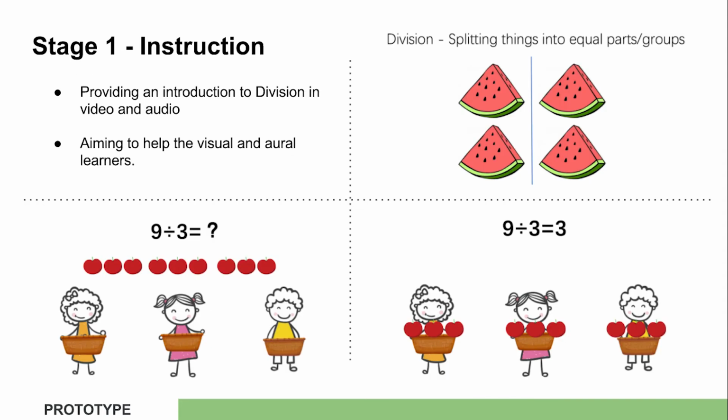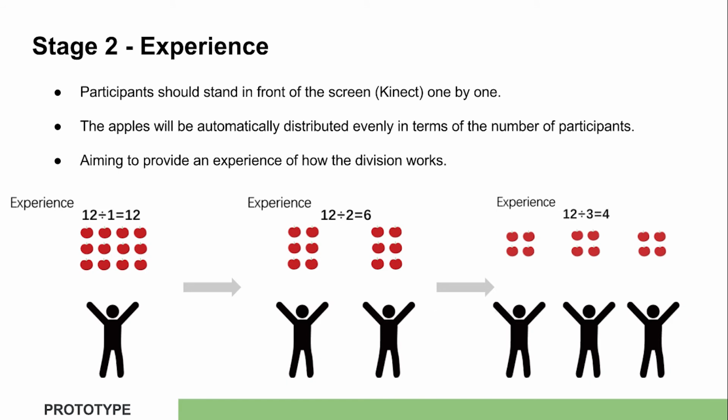In stage 1, we teach kids the basic concept of division. We hope that by letting them observe the logical reasoning behind it, they will understand the concept better. While in stage 2, we let them interact with our system, where participants stand in front of the screen or Kinect one by one. The apples will be automatically distributed evenly according to the number of participants.